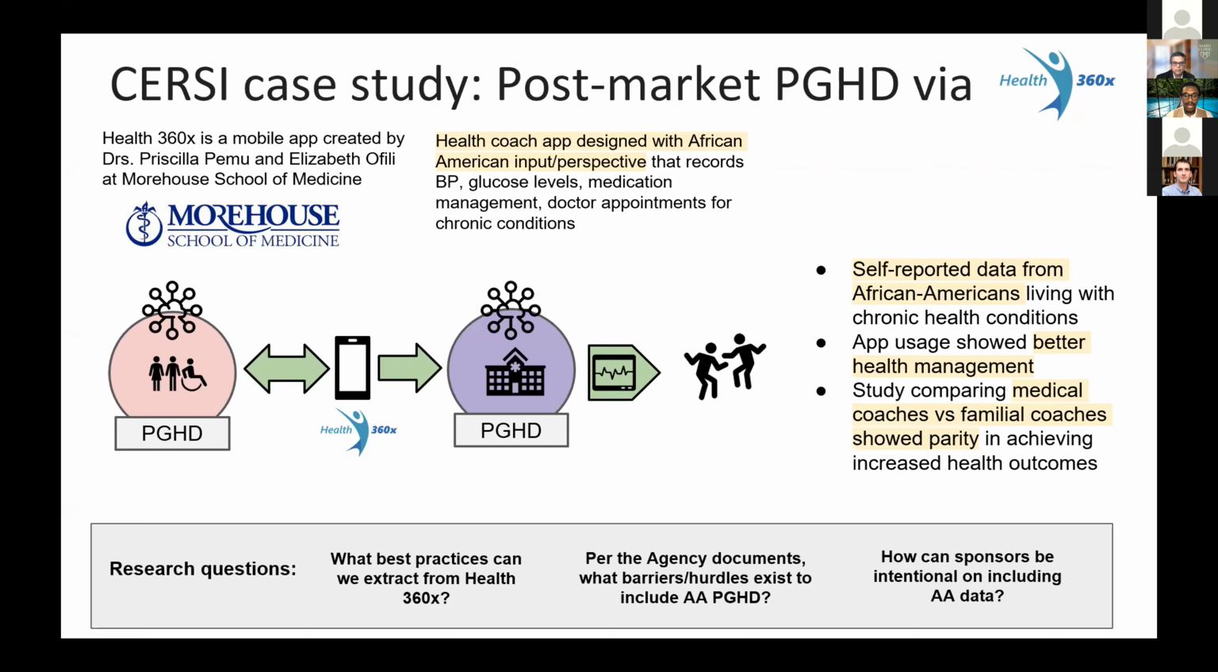And so I developed the research questions, as you can see below, to better guide our ongoing research to ultimately answer how can sponsors be intentional on including African American and other underrepresented groups' real-world data. Next slide, please.